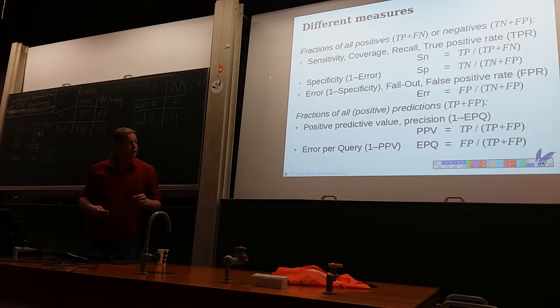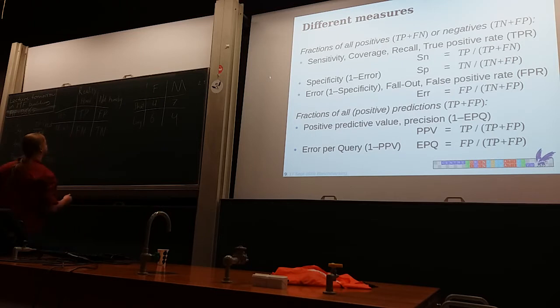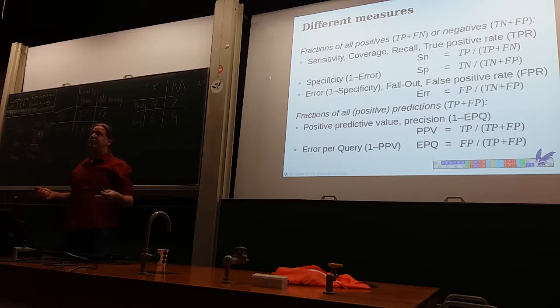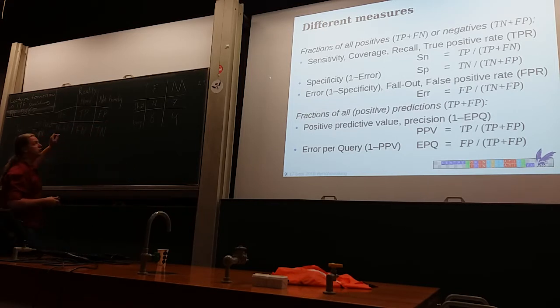Precision, or positive predictive value, is now about this row instead of columns. There's your true positives divided by the true positives plus false positives. So of all your positive predictions, how many of those were right? Precision equals true positives over true positives plus false positives.